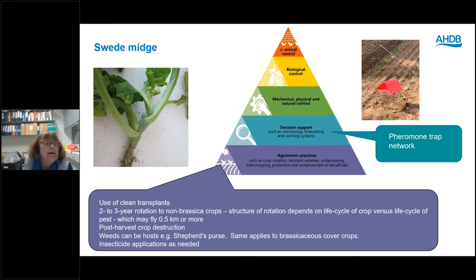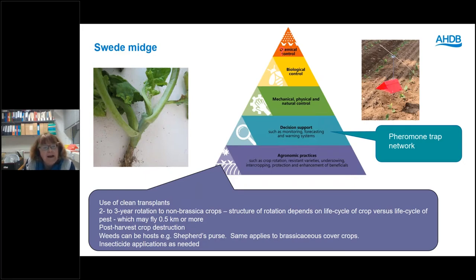And now finally, I want to go on to the last pest, which is the new old pest, and is swede midge. It's a very tiny insect, and damage by the larvae causes blindness in brassica plants. And what we've been focusing on basically in the UK is collecting more information about its abundance and its timing. So again, with AHDB support, we've set up a pheromone trap network with growers.